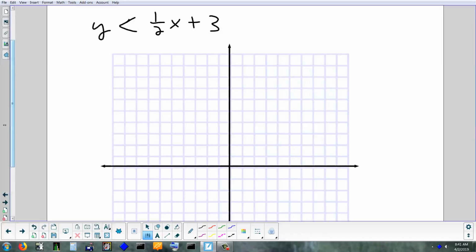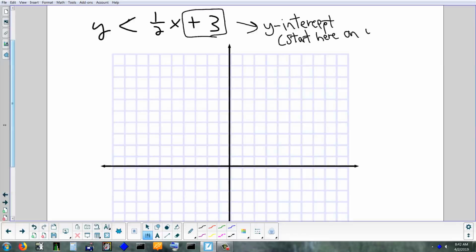So what do we have to identify? What's one thing we have to identify to be able to graph it? Dylan? The y-intercept. In this problem, Dylan, what's my y-intercept? 3. Yeah. My y-intercept here is 3. Make sure you include the sign to the left of it. That's important. So this is my y-intercept. I'm going to start my graph there on the y-axis.